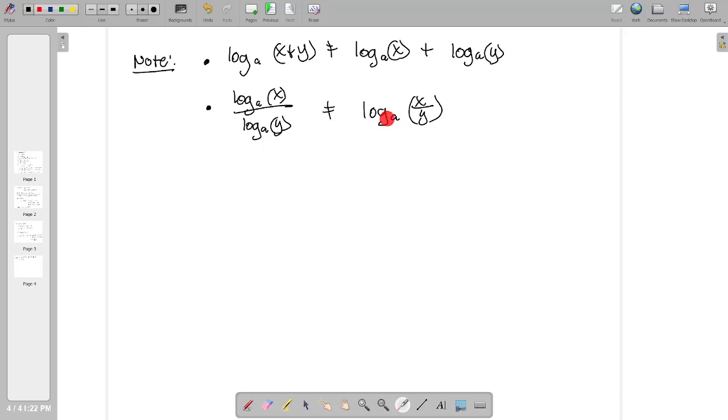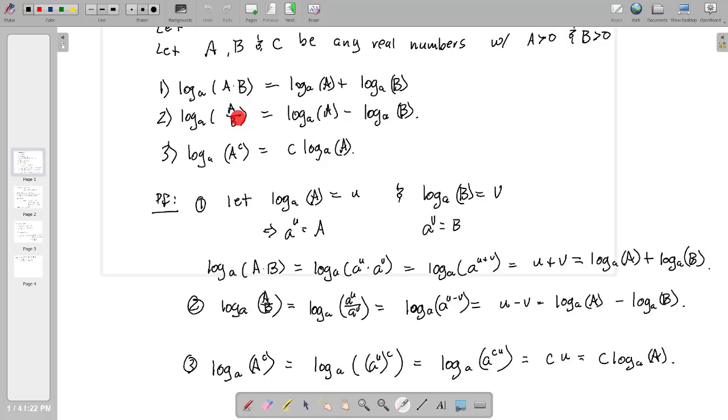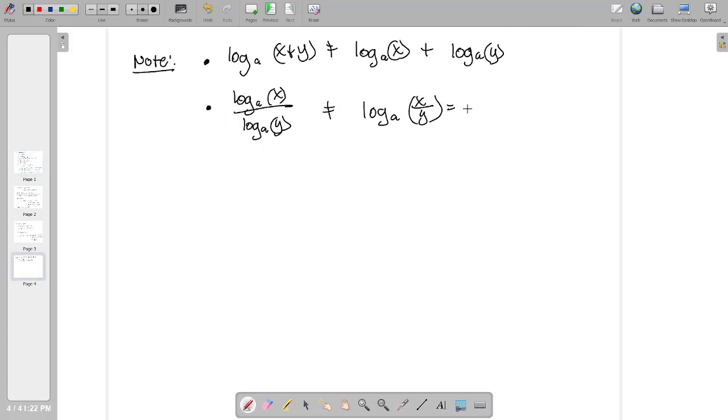This, log base a of x over y as an input, is log base a of a minus log base a of b. We would subtract their inputs. This is equal to log base a of x minus log base a of y. These are very common mistakes, so students mess these up. This is not equal to this. This is actually equal to this. You have to be careful.